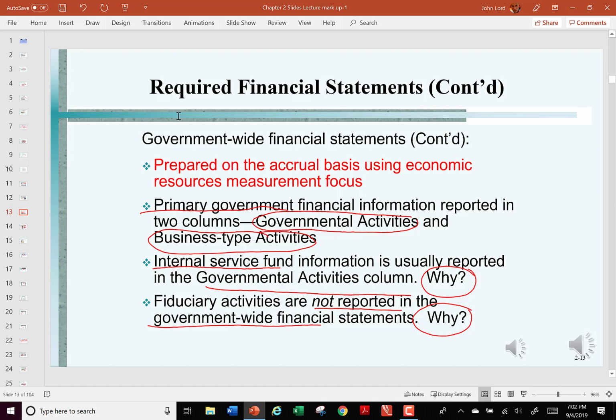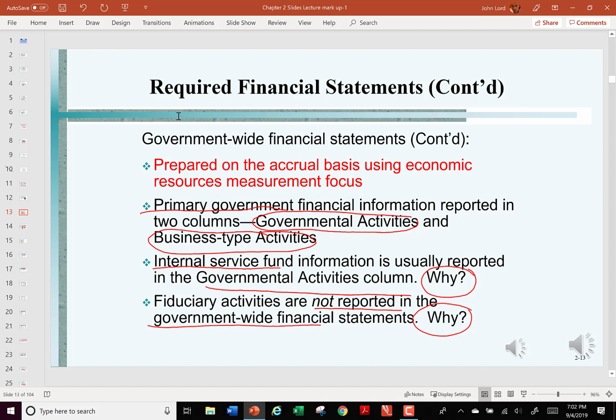A proprietary fund is sort of like a business type fund. But when we consolidate, we don't put it with the business type activity. We put it with the governmental activities where it more appropriately belongs, because the customers are the other governmental funds, right? Okay, good.